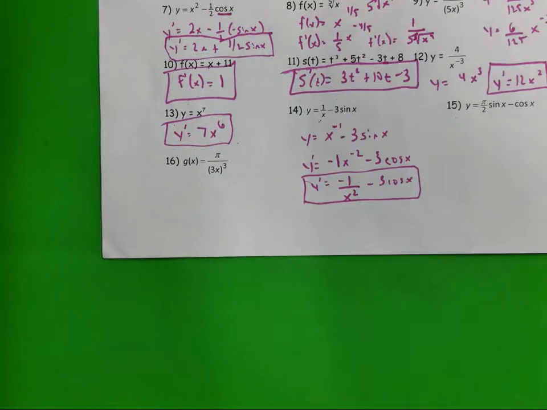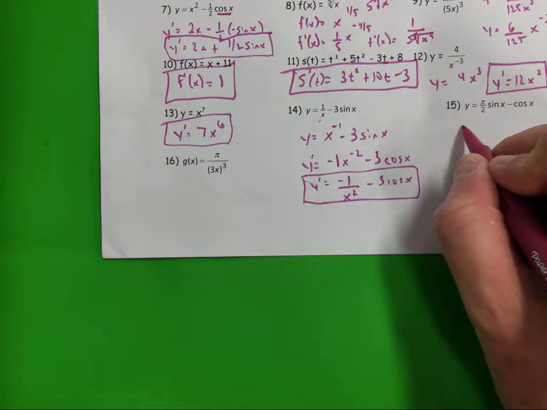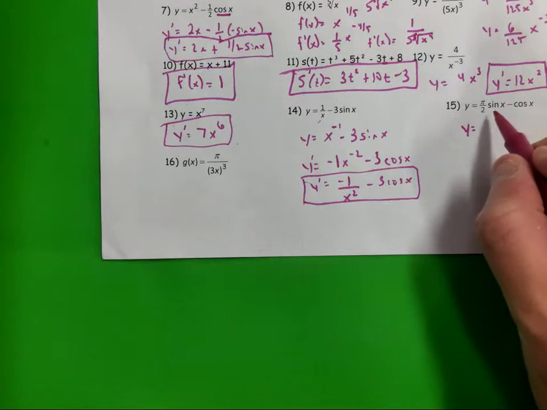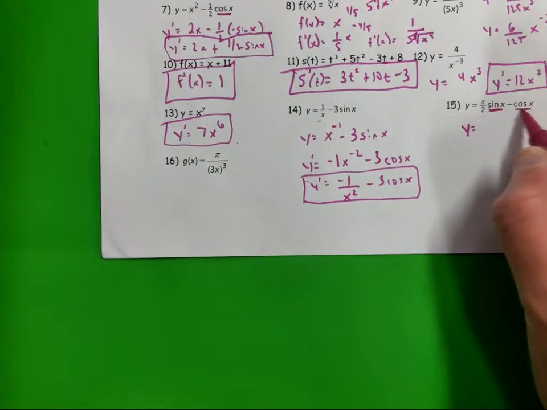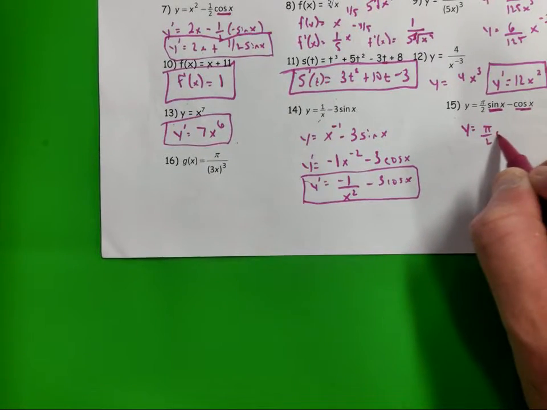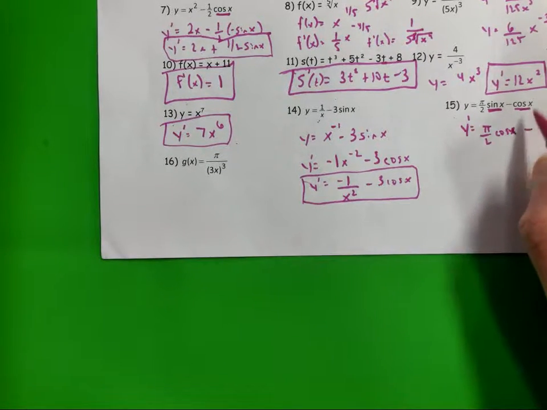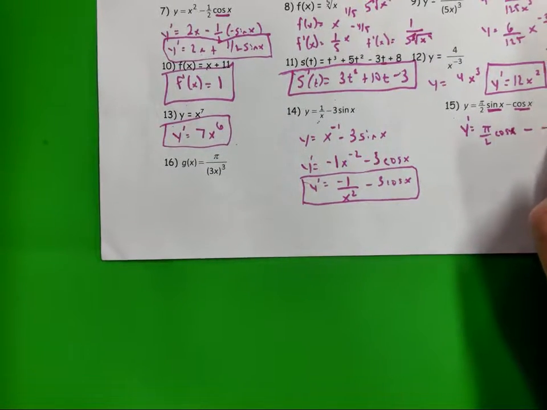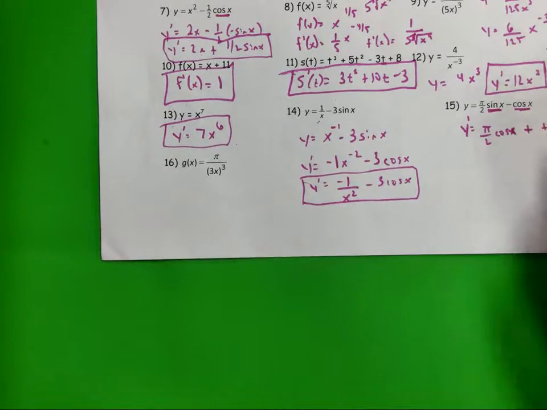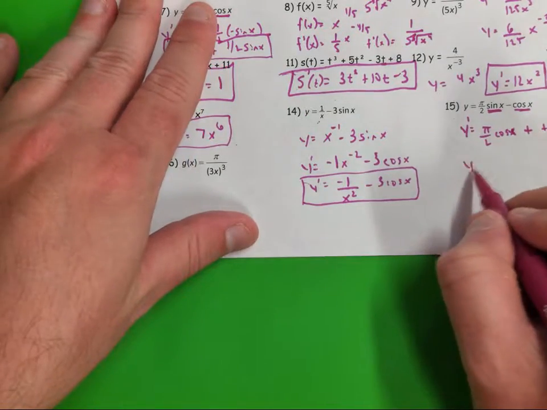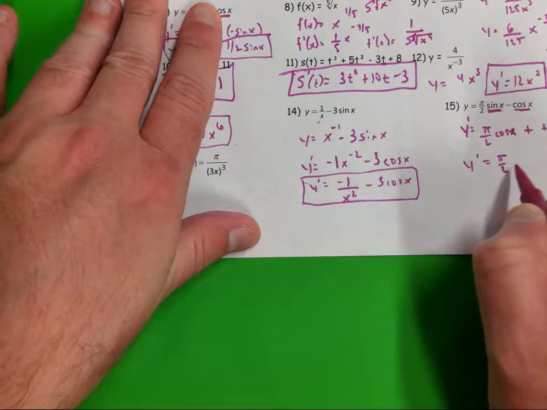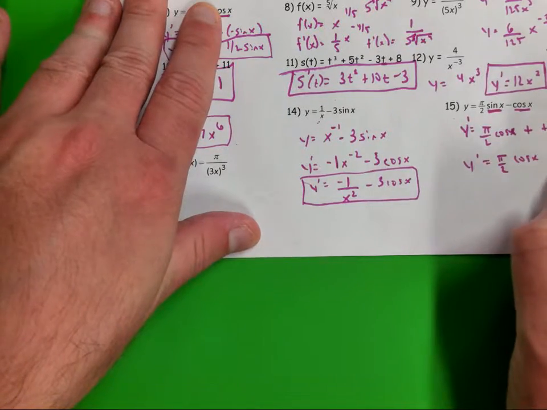Number 15, I have no variables in the denominator and I do not have any radicals, so there's no need to rewrite this one. So what you would do is just go y equals, find the derivative of this, and derivative of that is going to be pi over 2 cosine, the derivative of sine is cosine, minus derivative of cosine is negative sine. That's a double negative. So my final answer will be y prime equals pi over 2 cosine x plus sine of x.